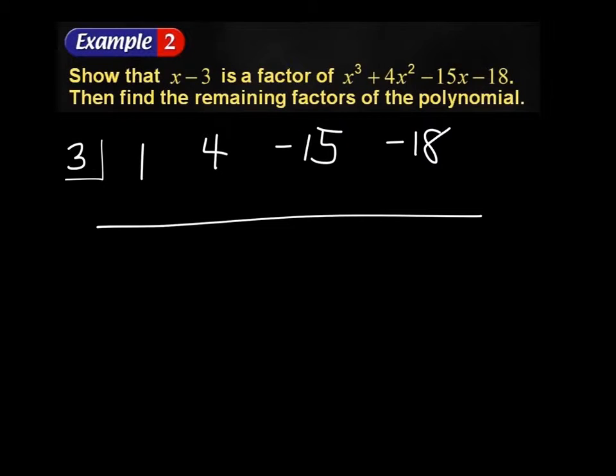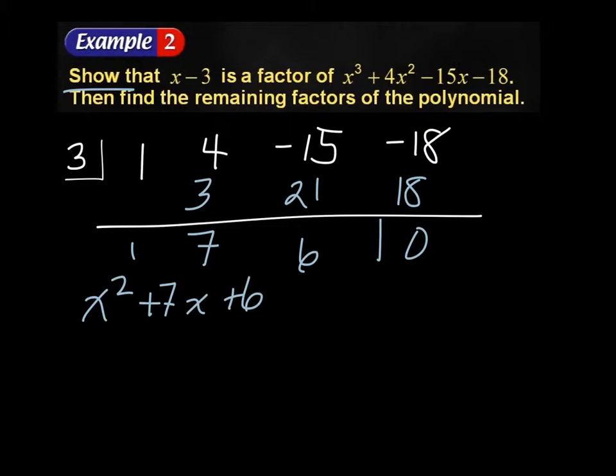Well, this one went x cubed, x squared, x, constant, so we don't need any zeros for placeholders. So we can just drop down our 1, multiply and add, multiply and add, multiply, and hey! We should have gotten 0 because it said show that, so it means that it is. And if I put it back in polynomial form, we have x squared plus 7x plus 6. So I'm looking for factors of 6 that give me a sum of 7. So 1 and 6 will work nicely.